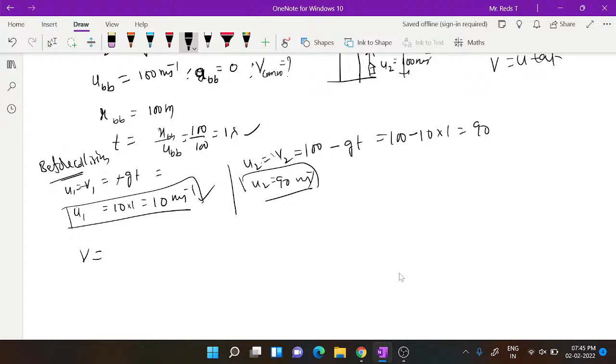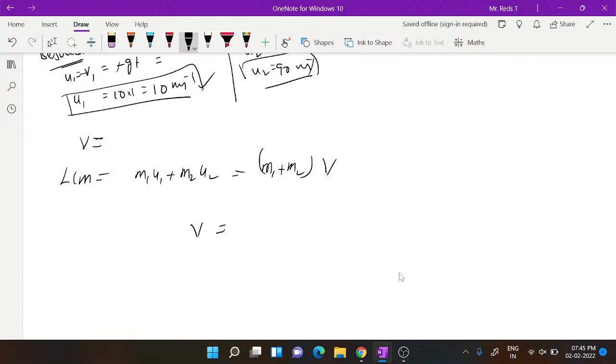For inelastic collision, what is the common velocity? By using the law of conservation of momentum, m1 u1 plus m2 u2 is equal to m1 plus m2 into v, right? So v is equal to m1 is 10 grams, which is 10 to the power minus 3 kg, u1 is 10, and if m1 is moving downwards, we have to take it as negative. And m2 is moving up, we have to take positive, plus m2 is 6 grams, 6 into 10 to the power minus 3, into its velocity 90, divided by total mass. Total mass is 6 gram plus 10 gram, 16 gram, so 16 into 10 to the power minus 3.